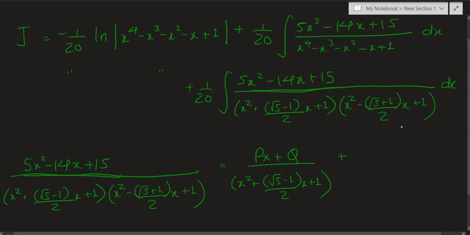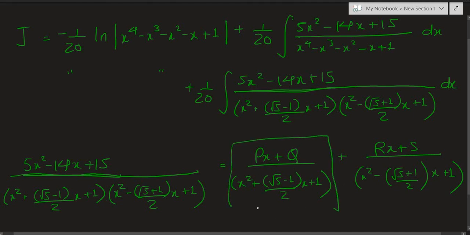plus the second linear term, which is going to be, let's call it rx plus s, divided by the second factor, which is x squared minus (square root of 5 plus 1) over 2 times x plus 1. So we have to basically find p, q, r and s. So let's do this first on another page. See you there.